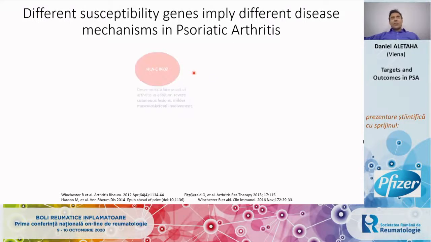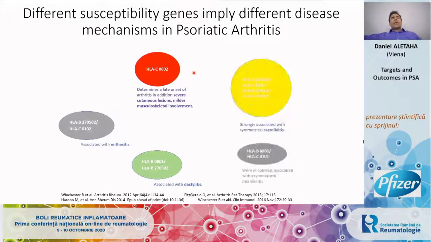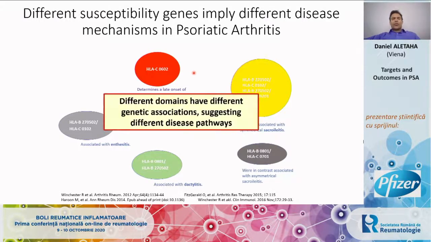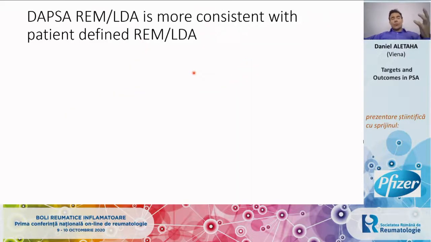And it makes sense because if you look at the genetic associations of different disease manifestations, there are also different genetic associations. So they are also genetically different. So necessarily, maybe this may support the more univariate approach than lumping all of them together.